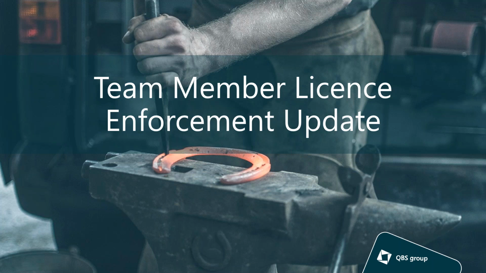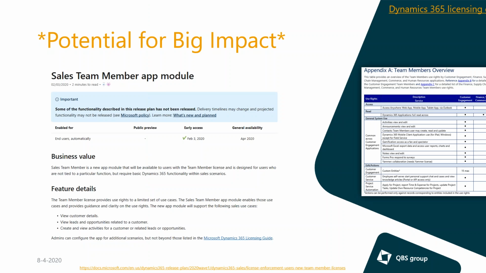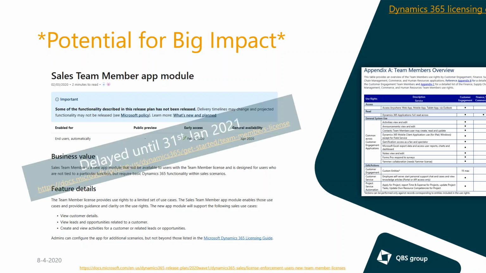This was to ensure team member licenses could not be misused to access full features and functionality at a fraction of the price, and help ensure that customers stayed license compliant. We discussed that new apps were being created so that customers would technically not be able to be non-compliant. That was originally scheduled to happen after the end of March 2020. The license enforcement was due to be turned on from the 2020 release wave 1 build.